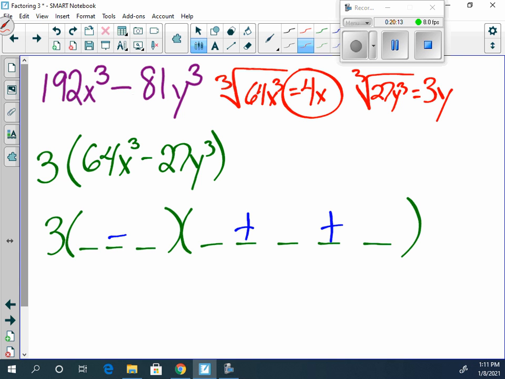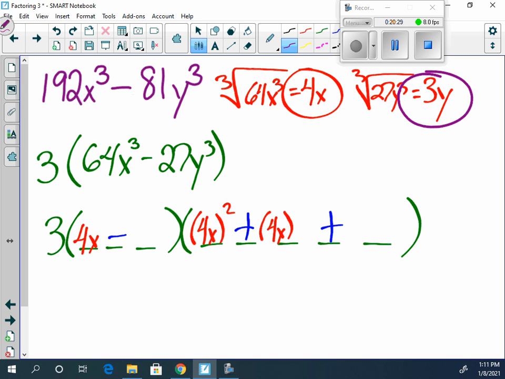So for the first term, we'd put in 4x. Over here, we'd put in 4x squared. And for the middle one, we would just have 4x. And that's it. Now for the other term, we would put in 3y, 3y in the middle, and then 3y squared.